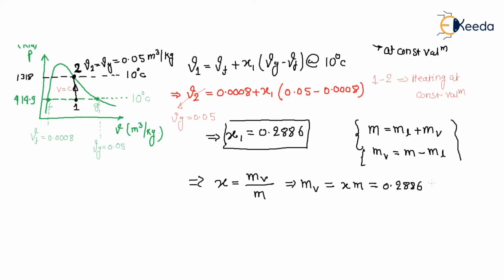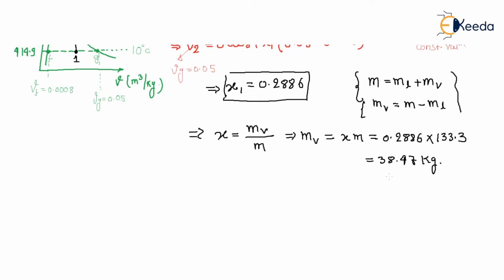0.2886 into what is the total mass? The total mass is 133.3. So what is the mass of the vapor? This is your 38.47 kg. This is your total mass, and this is the mass of the vapor.